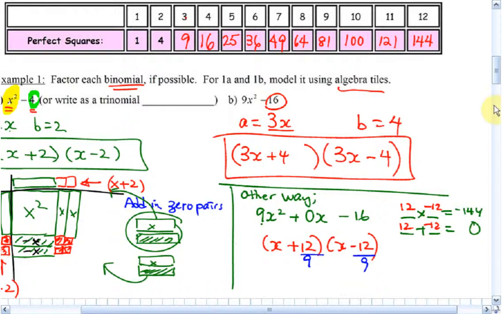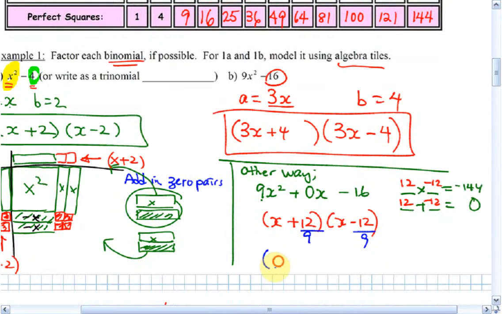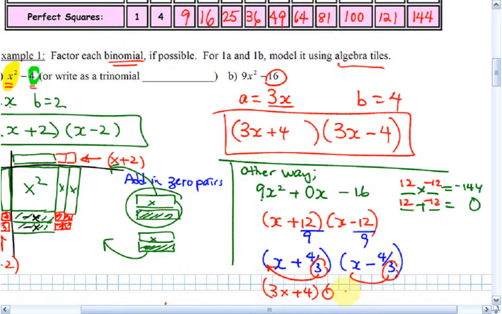What's 12 over 9 simplified? 4 over 3. Good. 4 over 3. Good. What do we do next? Bottoms up. 3x plus 4. Very good. 3x minus 4. It's the same thing.